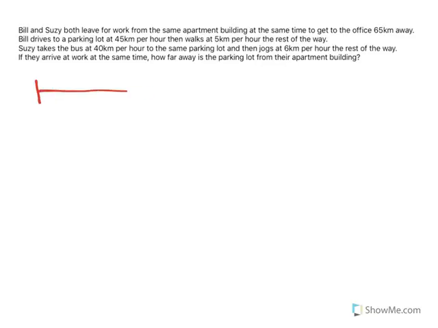So let's just start by drawing a bit of a map here, and we know this whole distance is 65 kilometers. We also hear Bill drives to a parking lot at 45 kilometers per hour, then walks at 5 kilometers per hour the rest of the way. So at some point here, there is a parking lot. I'll label that P.